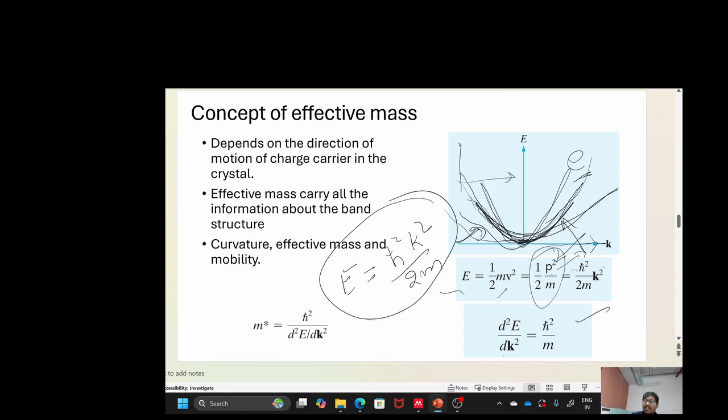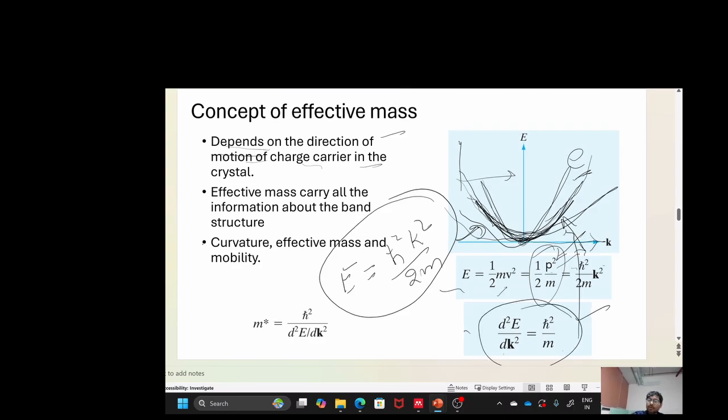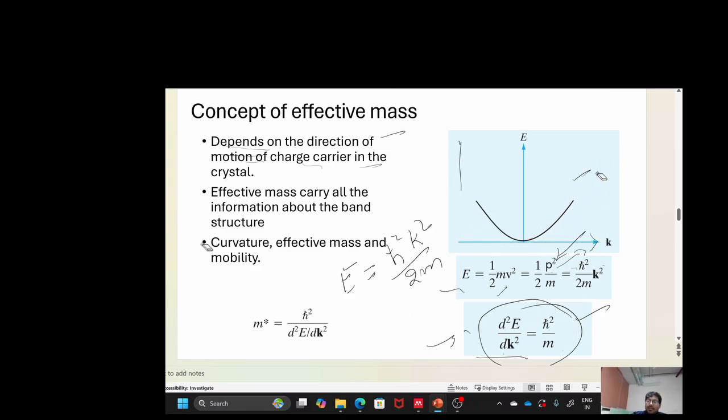So this curvature will change with the direction, so the effective mass will change with the direction. What we say is the effective mass depends on the direction of motion of the charge carrier in the crystal. The effective mass is calculated from this curvature, d2E by dk square. There will be some equation of this curve, and you just take the double derivative, and from that you can calculate the effective mass. This effective mass carries all the information about this curvature, and this curvature carries all the information about the lattice, so the effective mass is very important.